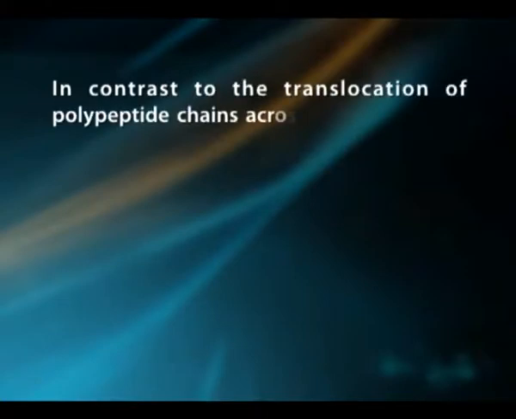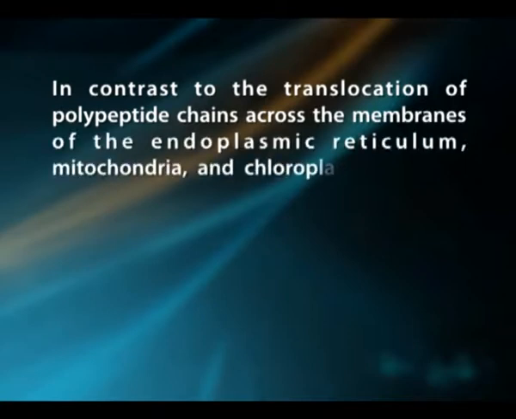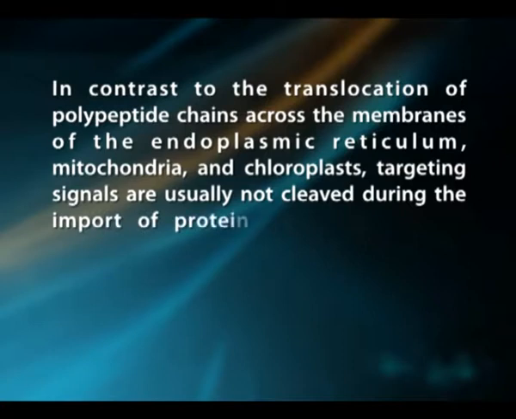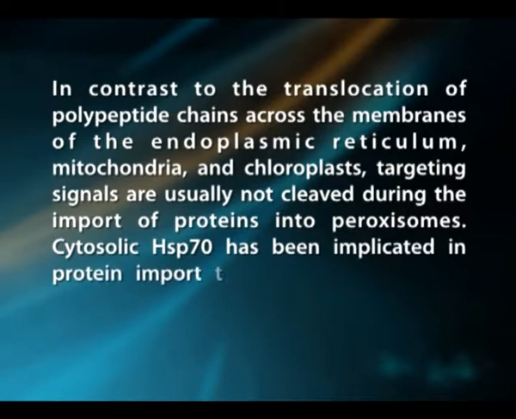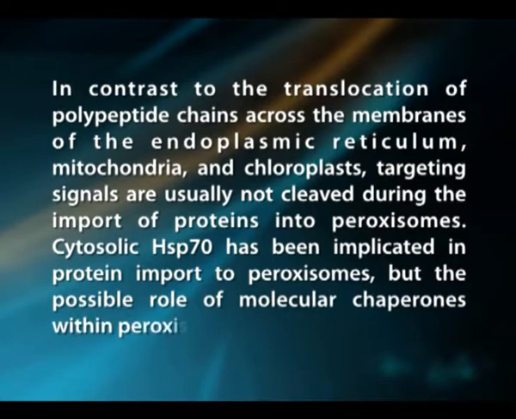In contrast to the translocation of polypeptide chains across the membranes of the endoplasmic reticulum, mitochondria and chloroplasts, targeting signals are usually not cleaved during the import of proteins into peroxisomes. Cytosolic HSP70 has been implicated in protein import to peroxisomes, but the possible role of molecular chaperones within peroxisomes is unclear. Moreover, it appears that proteins can be transported into peroxisomes in at least partially folded conformations rather than as extended polypeptide chains.